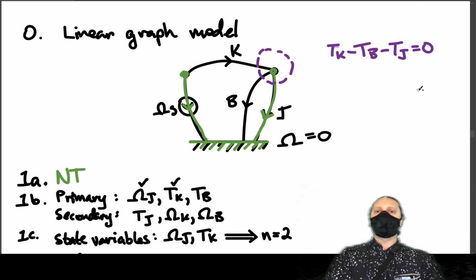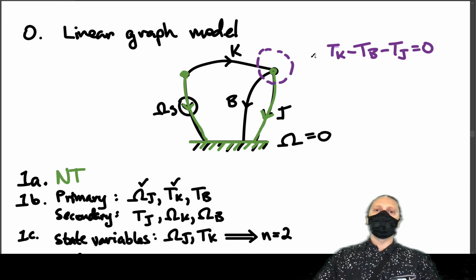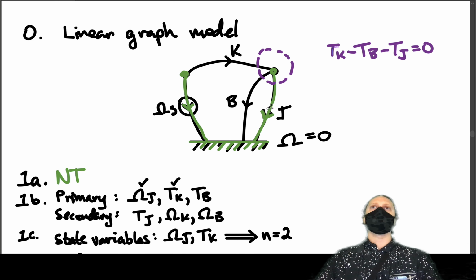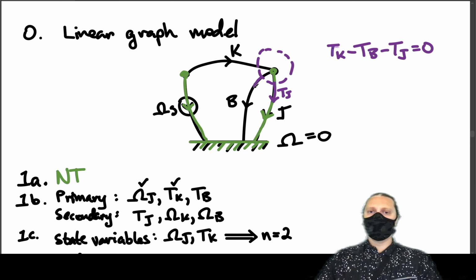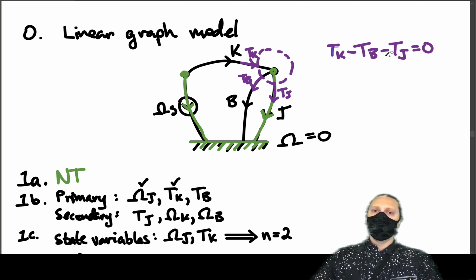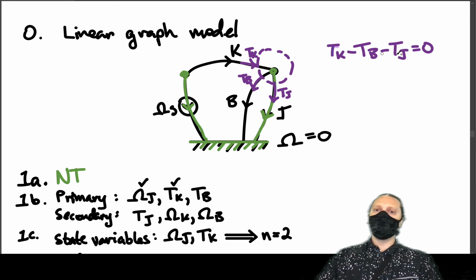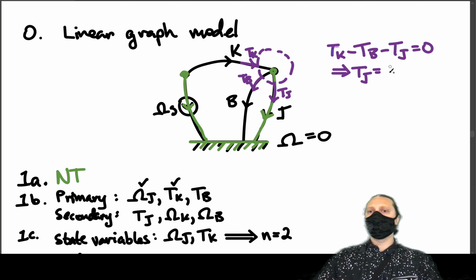The instructions then say to solve for that secondary variable associated with the branch, which is, in this case, Tj, right? So Tj is the secondary variable associated with the branch. Here's Tb, and then here is Tk. So we want to solve for Tj. So this would say that Tj equals Tk minus Tb, right?